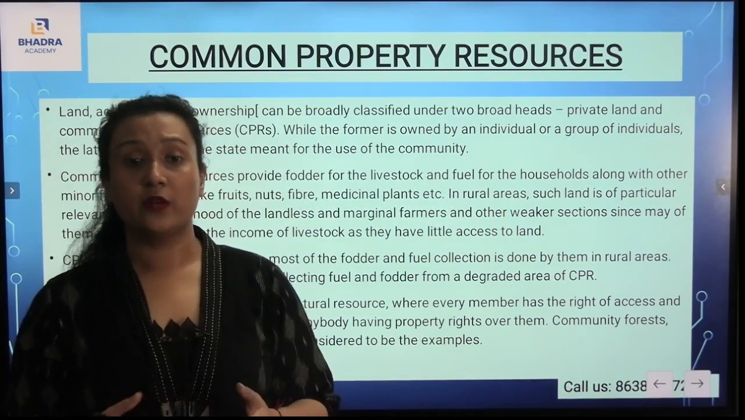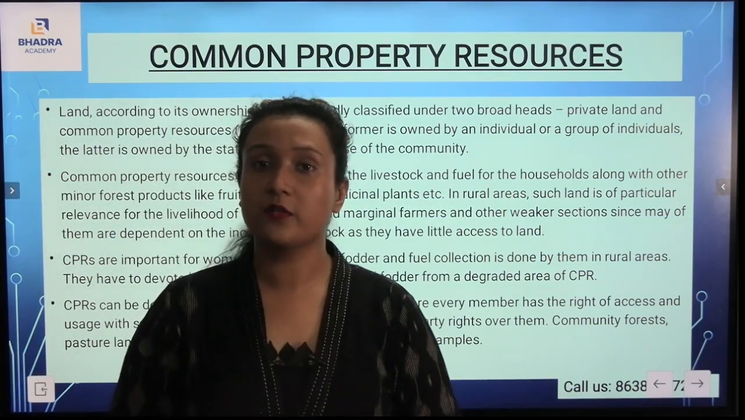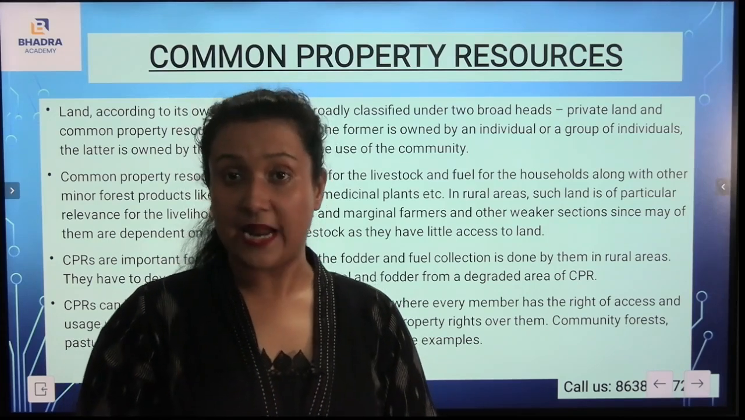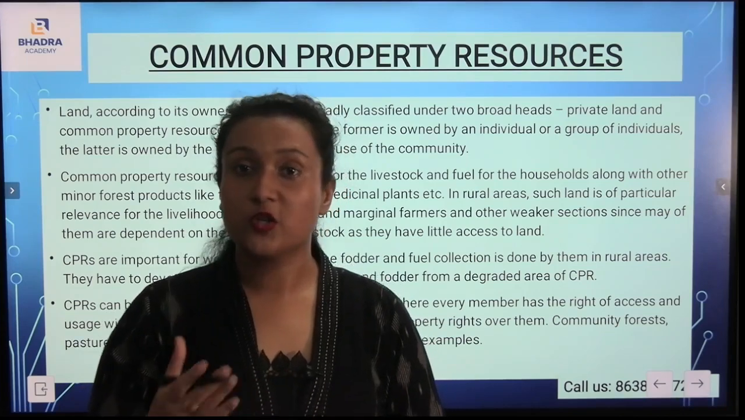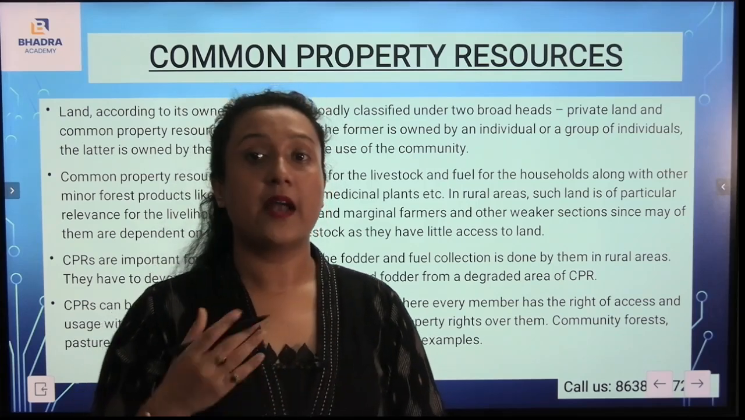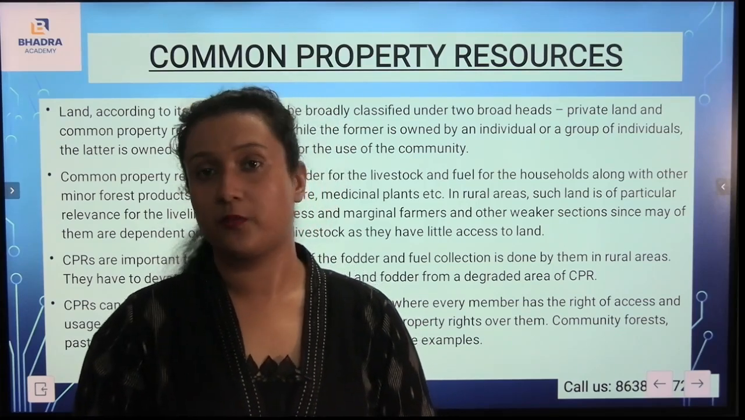So up to this much only. In this chapter, we have understood about the use of land and what the stages of land use are. Second, how agricultural land is being used in India. And third, we have understood the common property resources.